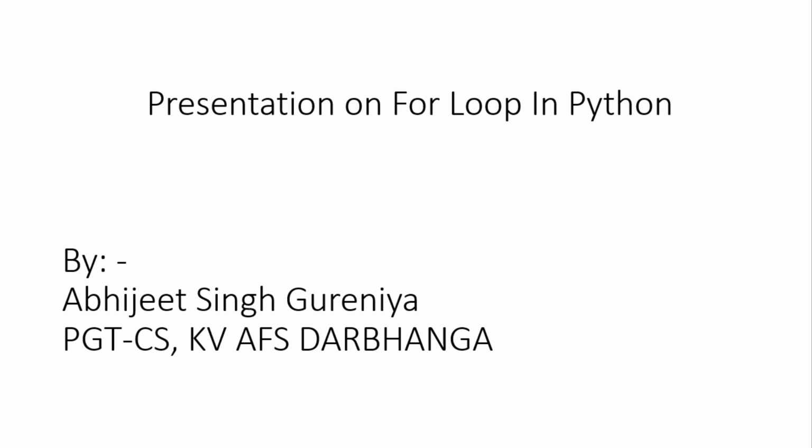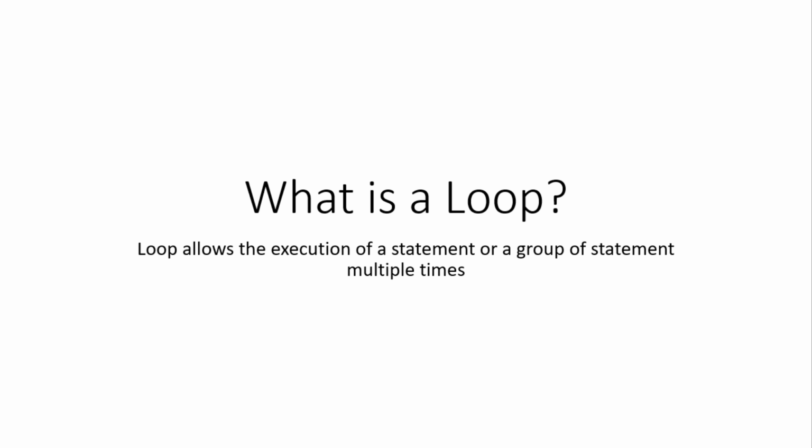Okay, so before proceeding further, we must understand what a loop is, for understanding better what a for loop is. A loop allows the execution of a statement or a group of statements multiple times. For example, suppose we want to print the name of a person 10 times. Instead of writing the print statement 10 times in our program, we can simply write that statement once and iterate a loop over it 10 times.